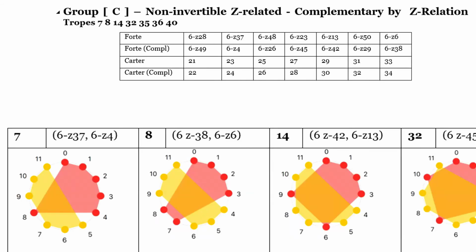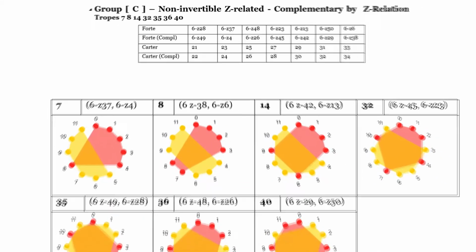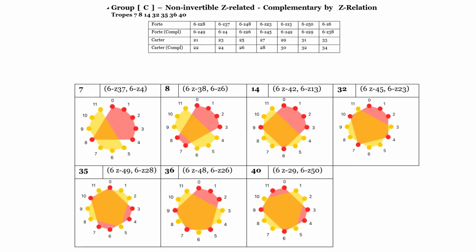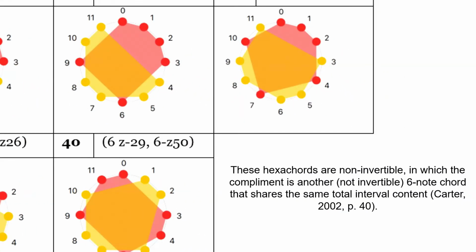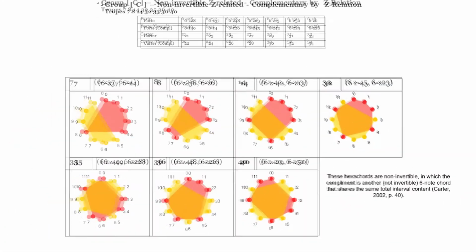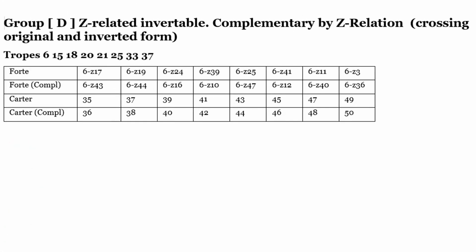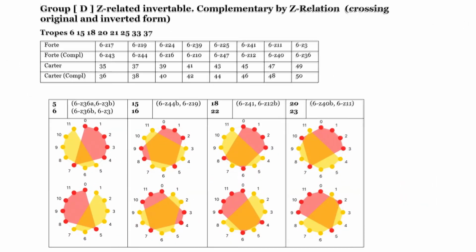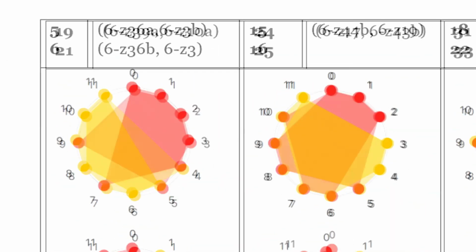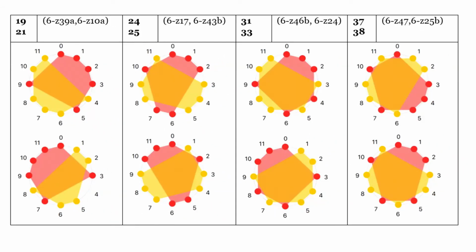Group C are non-invertible, in which the complement is another non-invertible 6-note chord that shares the same total interval content. And lastly, Group D are invertible, in which the complement is another invertible 6-note chord with the same total interval content.